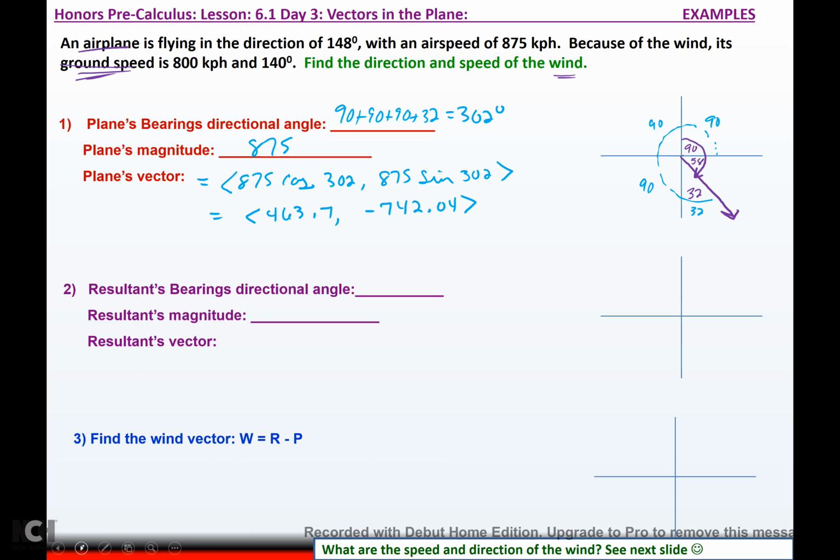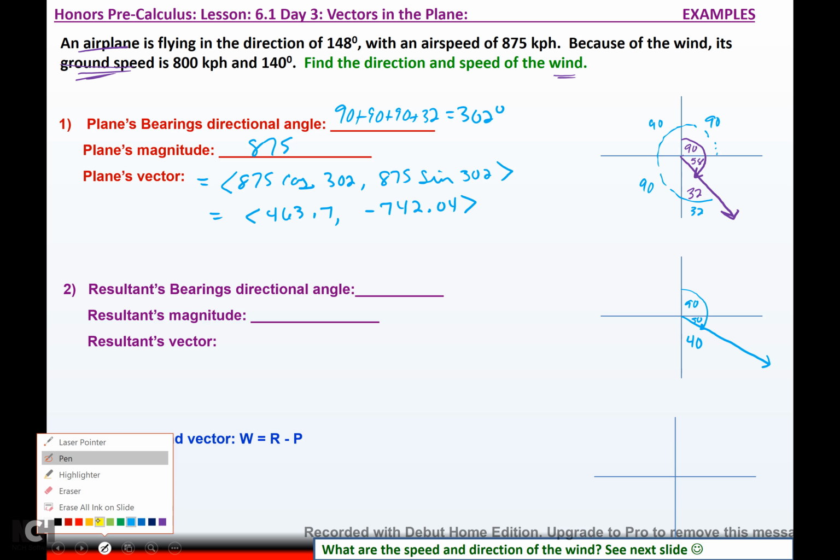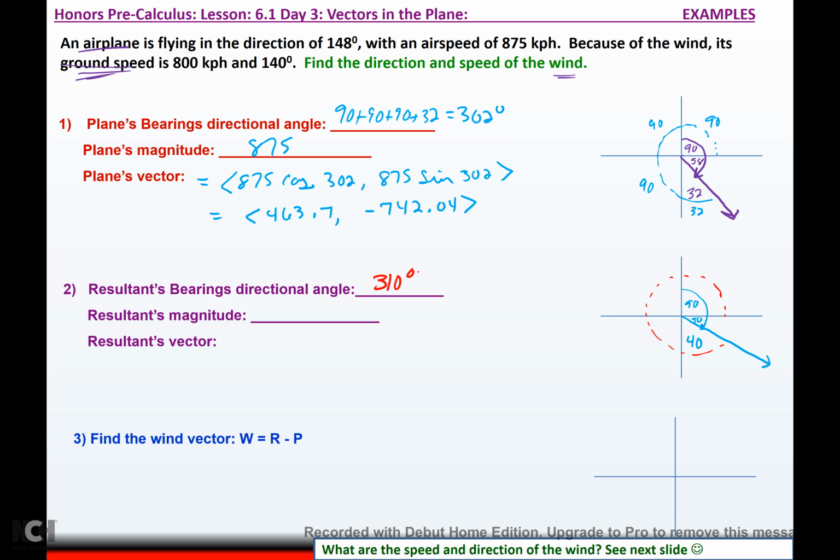Now we have to find the resultant vector's information. It tells me that the resultant vector has a bearing of 140 degrees, so that's going to be a little less than that one. Which means if this is 140, then this is 90, which makes this 50, which makes this 40. So my angle from 0 would be 90 plus 90 plus 90 plus 40, which is 310 degrees. The magnitude of the resultant vector is 800 miles an hour.